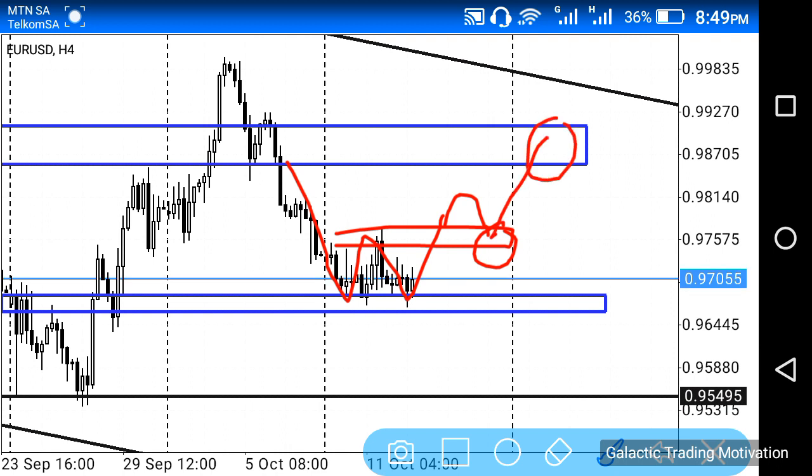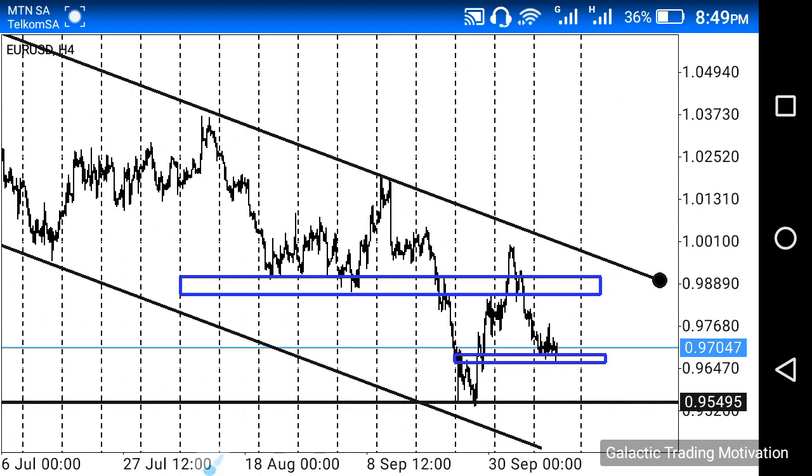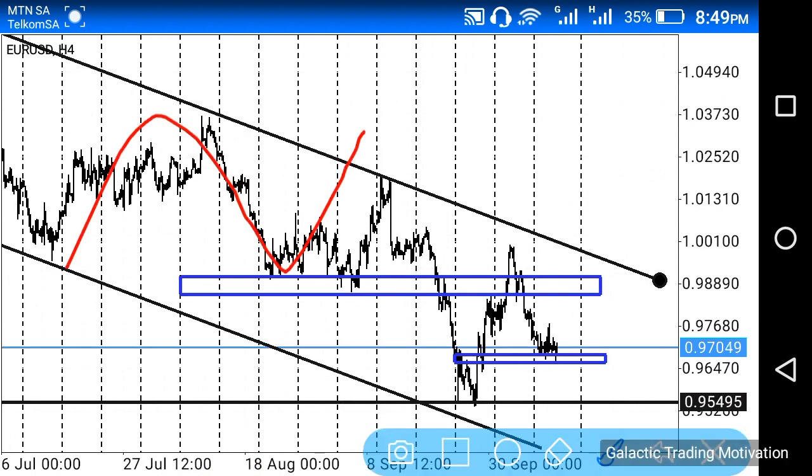Why do I say this level? That is because that level is the neckline of this smaller M structure over here. To add to that, just to zoom out a bit, remember that it is also the neckline of that huge M structure that I spoke about on the bigger time frames. Can you guys see that?